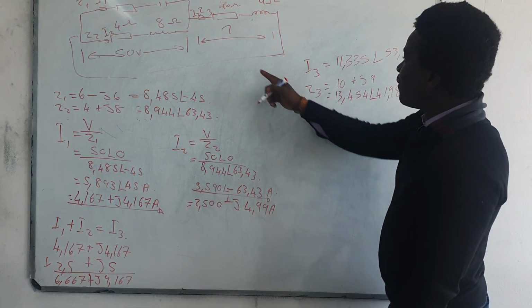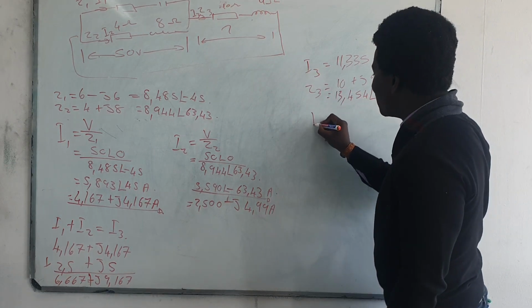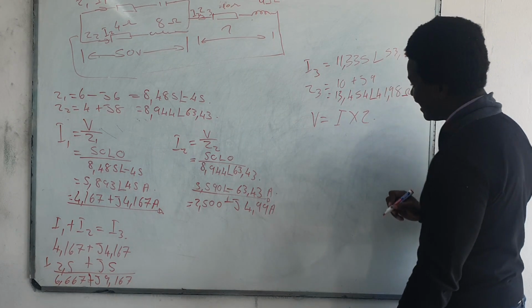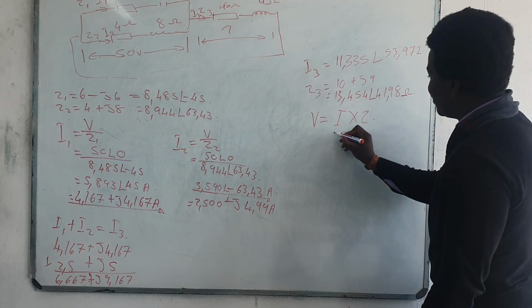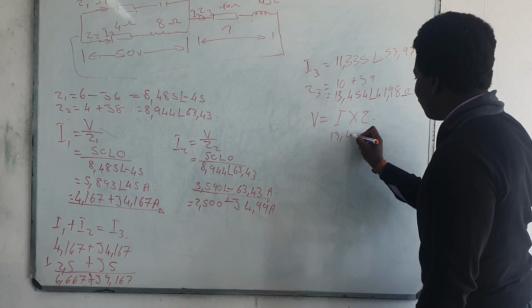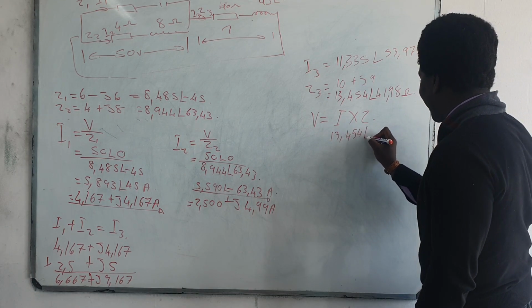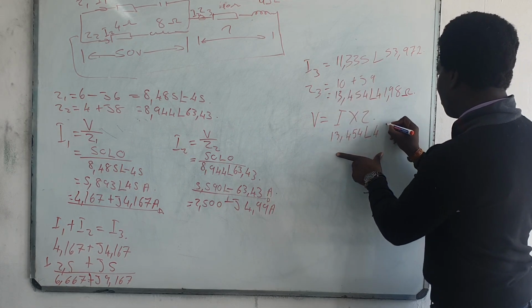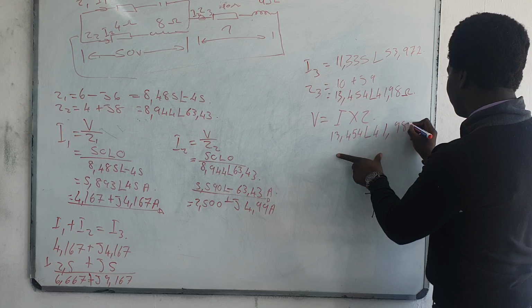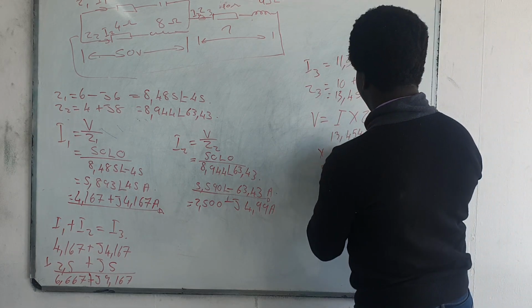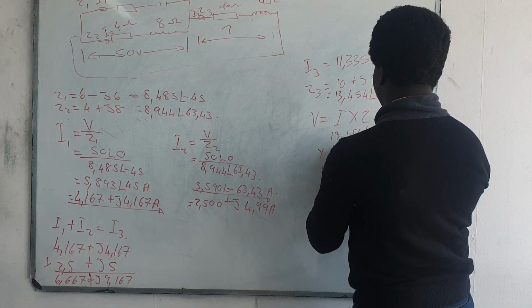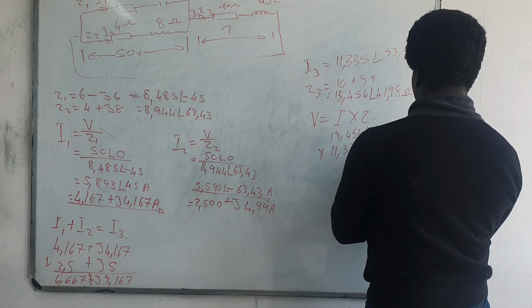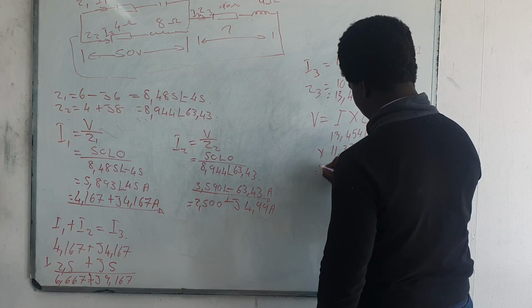Okay, so the question was this voltage here, and you know that voltage is equal to current multiplied by Z. Our Z is 13.454 at an angle of 41.98, all of it being multiplied by 11.335 at an angle of 53.972. What do you get as your answer?